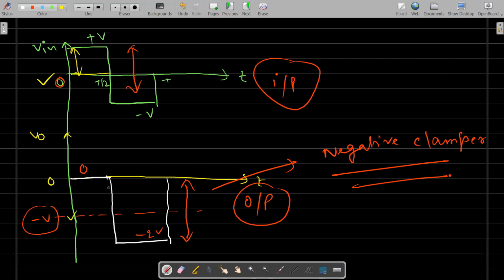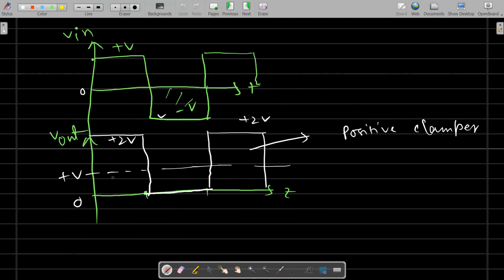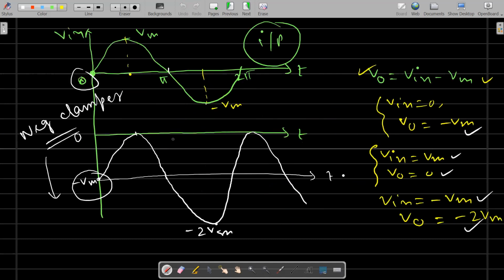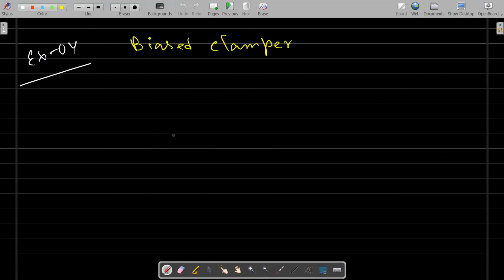So the amount of shifting is V. Similarly, in this circuit, previously the DC level was 0, now it is plus V. The amount of shifting is V. The same thing is true for a sinusoidal signal. But if I want to shift it as per my choice, by an amount of 1 volt, 2 volt, etc., then you need to add some extra DC voltage along with your input signal, whatever the circuit configuration you have. So let us see how we can do that.